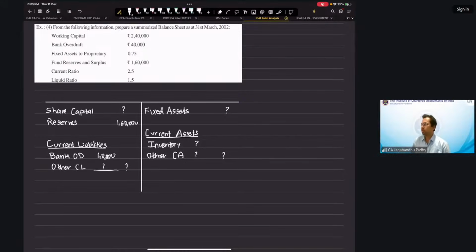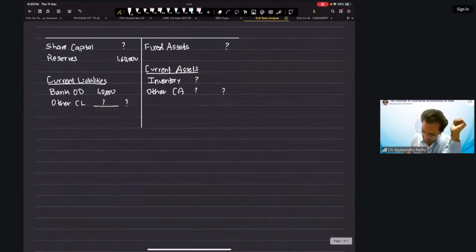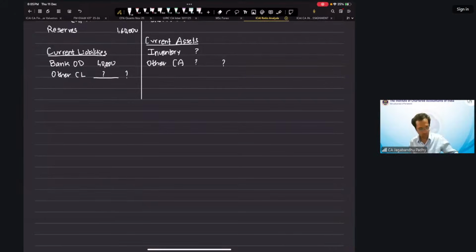To start with this, we should always be looking for the working capital. We have a working capital number, and connected with the working capital, which is the ratio that we can use? Obviously, it's the current ratio. So let's use these two terms. We have the working capital available with us.